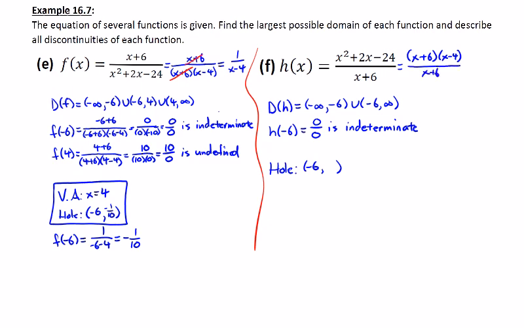And the x plus 6's will cancel, which is going to leave me with just the equation x minus 4. And x minus 4 can now be used to reevaluate h of negative 6, and that's going to give us negative 6 minus 4. So now we have negative 10 as the y value to go with negative 6, and that represents our hole. It's the only discontinuity for h.